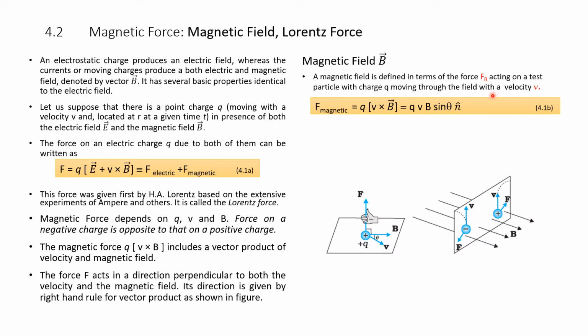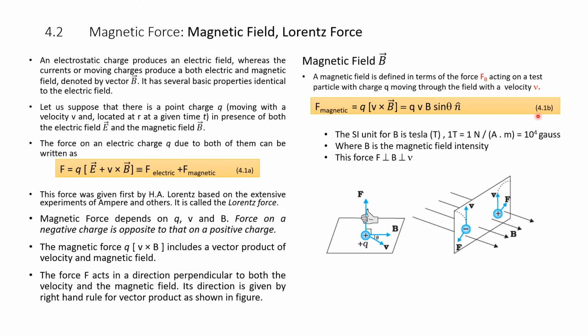Therefore, this equation can be written as, here the component of F magnetic is taken, F is equal to q into V cross B. If we find the cross product of V cross B, it becomes q into VB sin theta n, where n is the normal to both velocity and magnetic field. Let this be equation 4.1b.